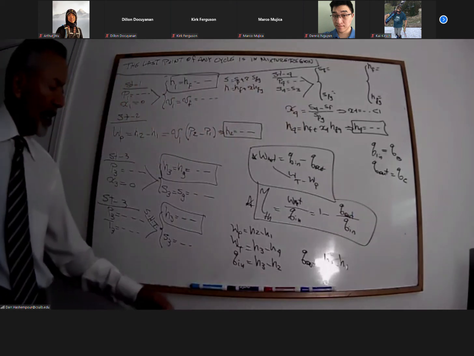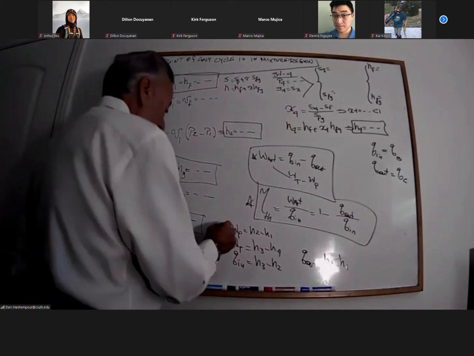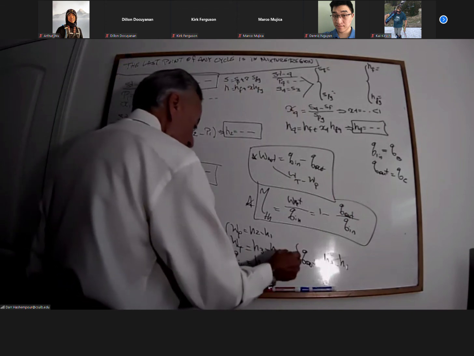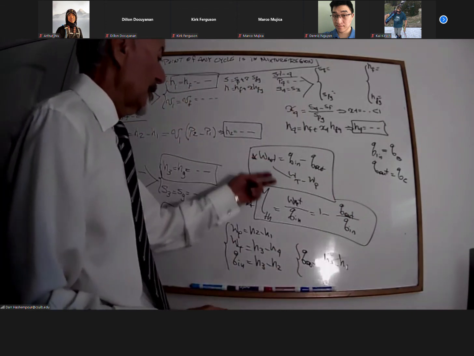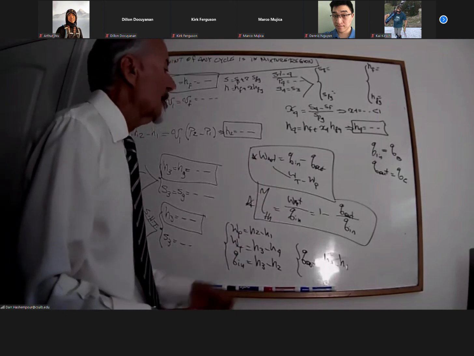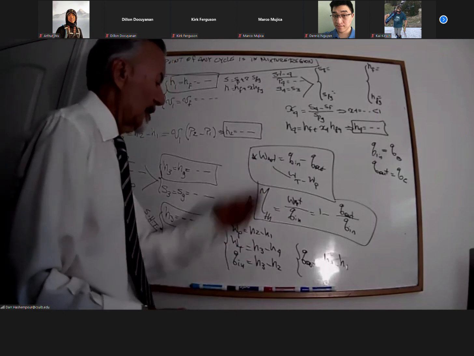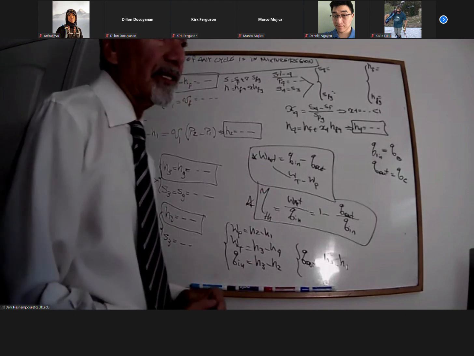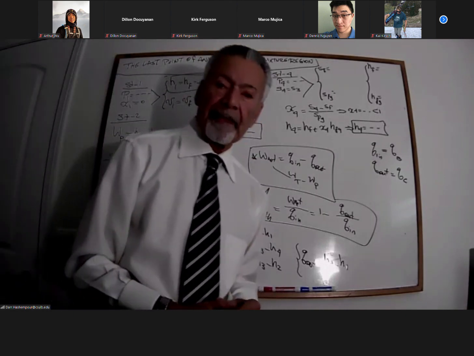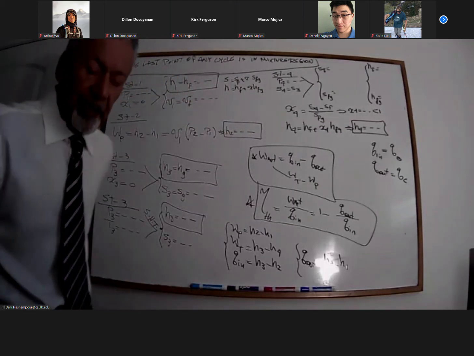So once you find these values, then you can plug them into these two equations and find the net work and thermal efficiency. That's as simple as that. Any questions?